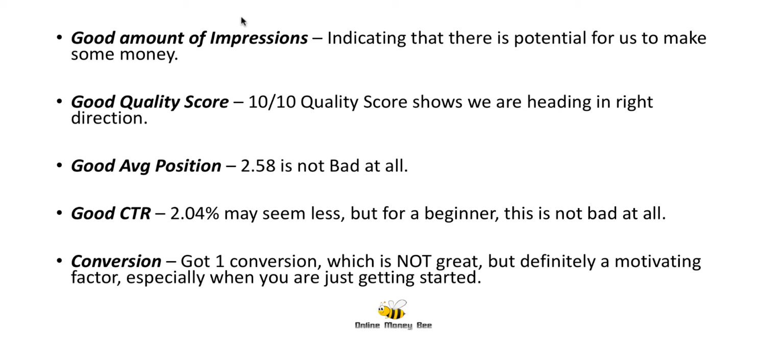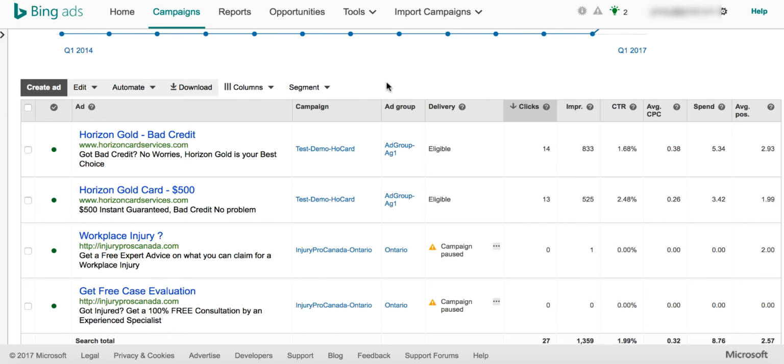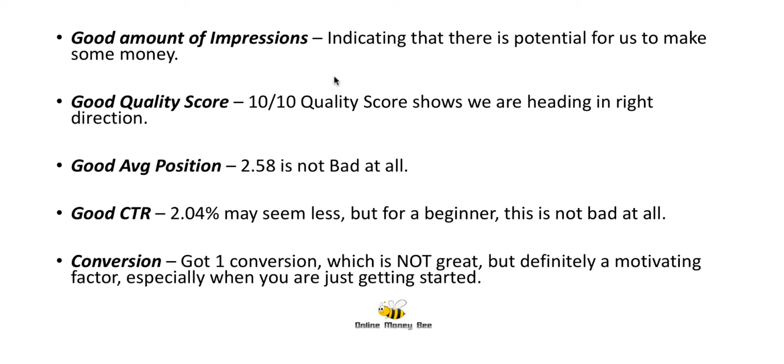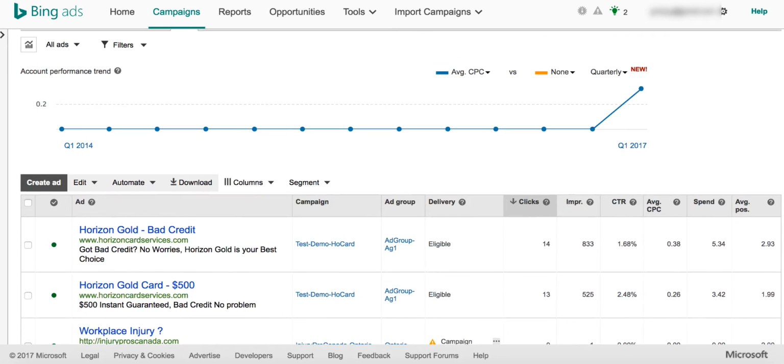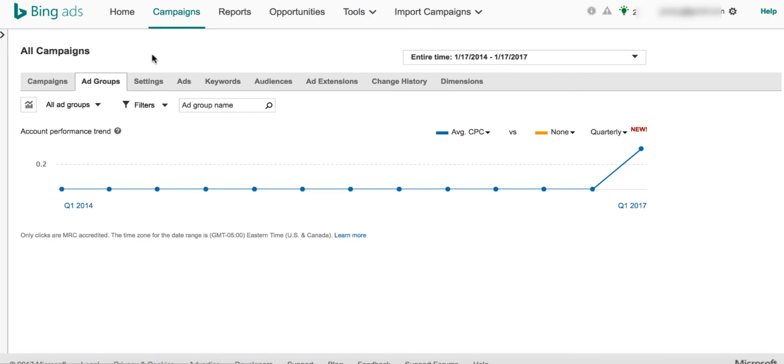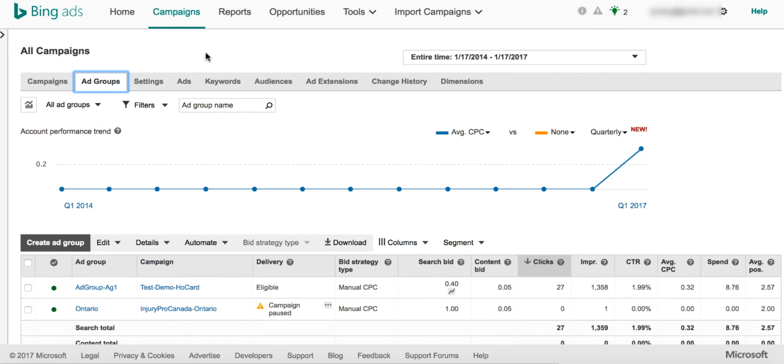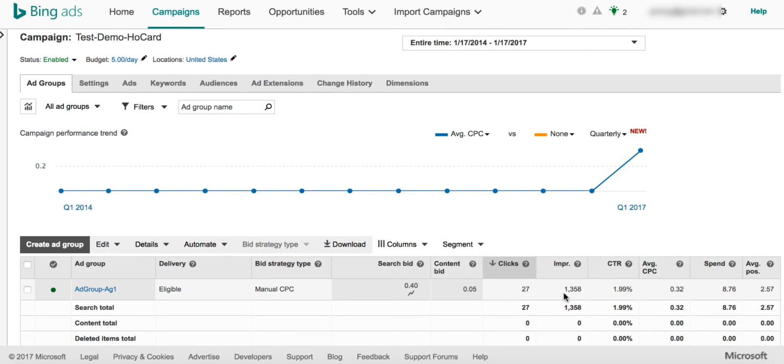So this gives us a clue that our bid rate is good enough at this point in time, and Bing is considering our ads to be shown. That's a good sign. We are not targeting a very low price or a very high price. We are in decent shape, because we have received approximately 1300 impressions. Let me do a quick filter and see. I have got 1358 impressions, which is not bad at all, and we have got 27 clicks. I'll go over those in a minute.